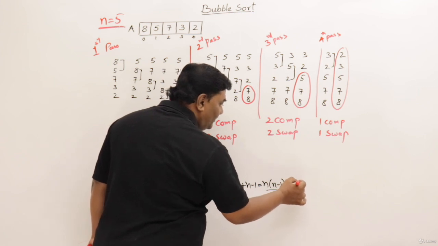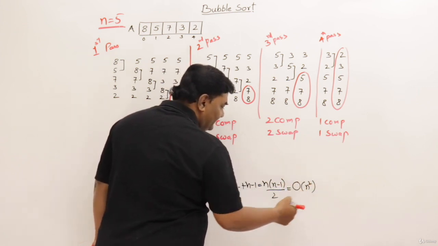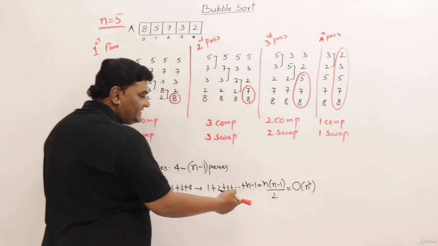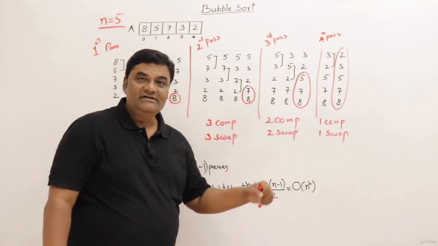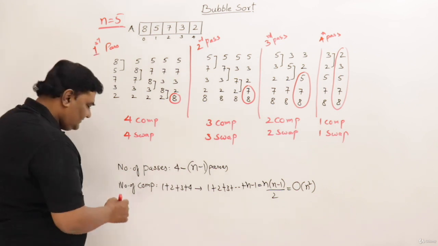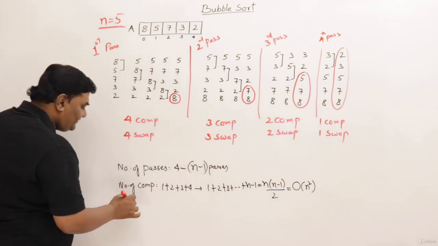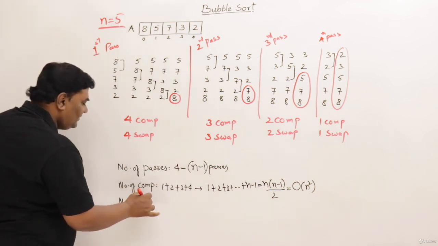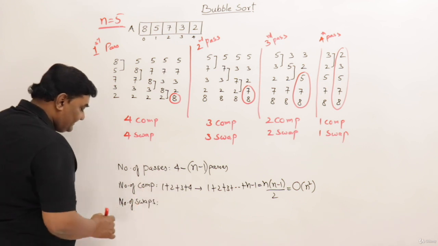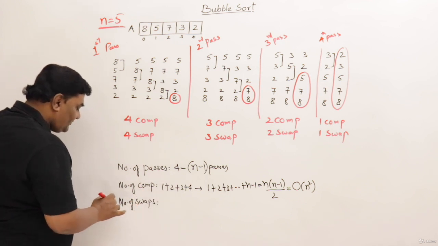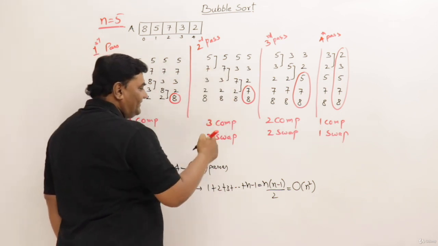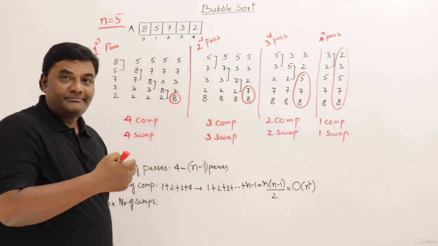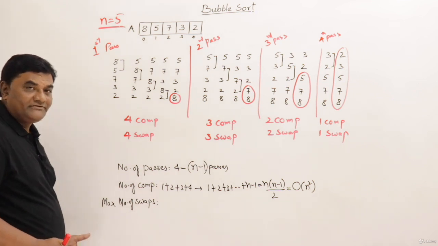So this is order of n square. I got a formula. The formula is a polynomial. What is the degree of the polynomial? N square. So I wrote it as order of n square. Then next is the number of swaps. How many swaps are performed? This is the maximum number of swaps. Here you can observe that there were only 2 swaps, but I wrote 3. So 3 were possible. So I am writing maximum number of swaps.